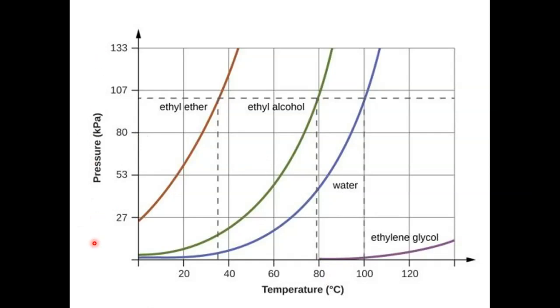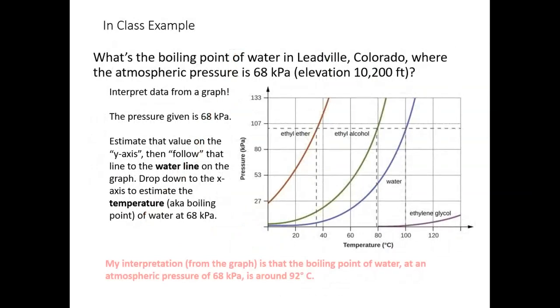We're going to look more at this type of graph throughout the rest of this chapter. We're going to come back again to looking at a pressure versus temperature graph, and we're going to look at some other graphs as well. Okay. All right. What did I write here? My interpretation was it was around 92. Right, almost right in between those two.